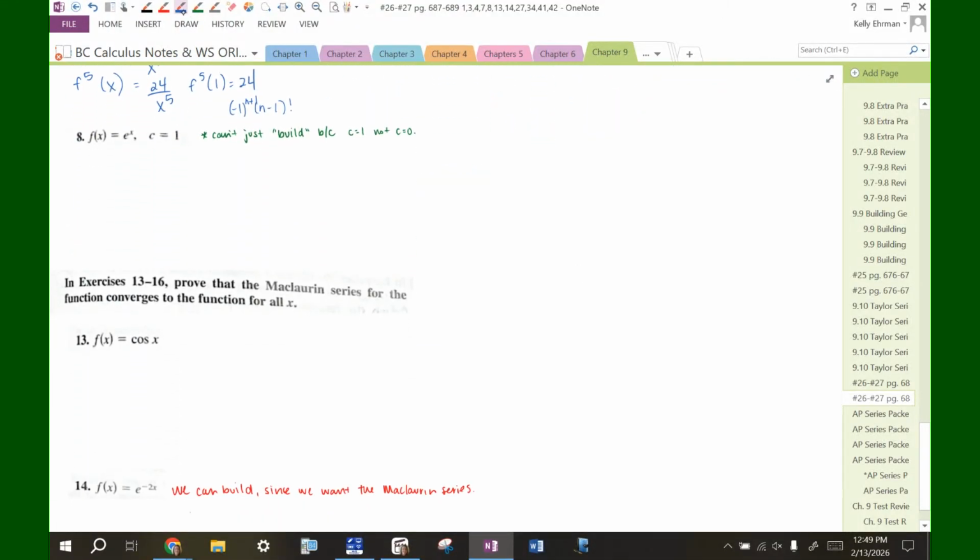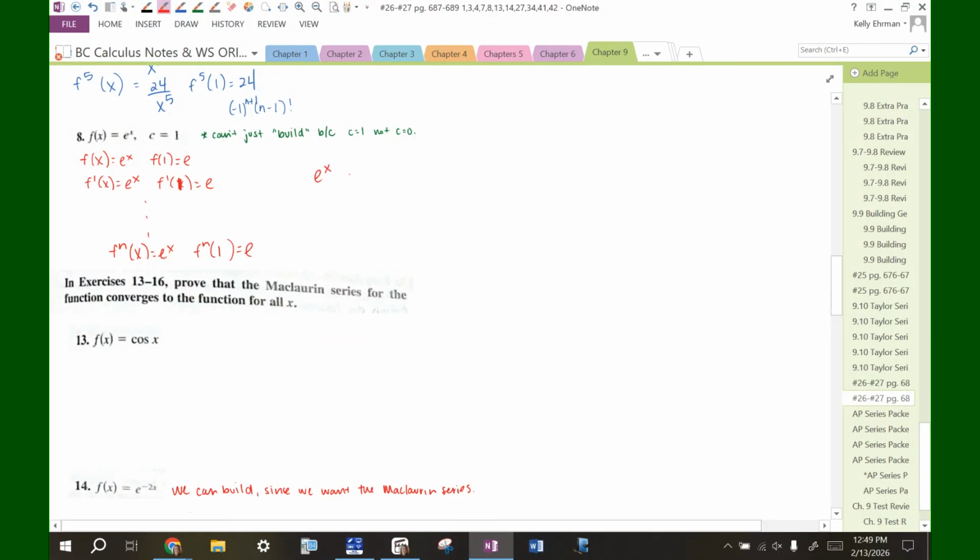All right, number 8. We're back to e to the x. C is 1, so again, we can't just build it. But this one should be a bit easier, because f of x is e to the x, and f of 1 is e to the first. And every derivative is just going to be e to the x. There's no chain rule happening or anything. So we're going to get e for every single one of these. So the formula for f sub n of x is e to the x, and f sub n of 1, is what I should have said, back there, is always going to be e.